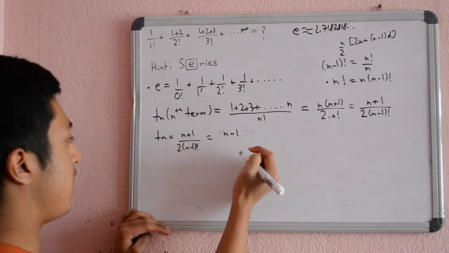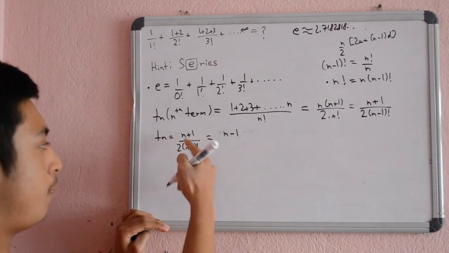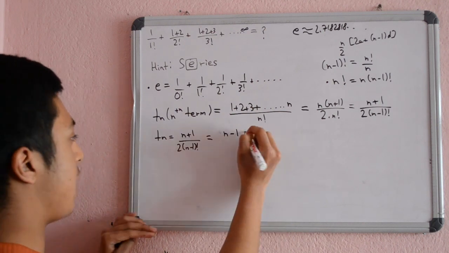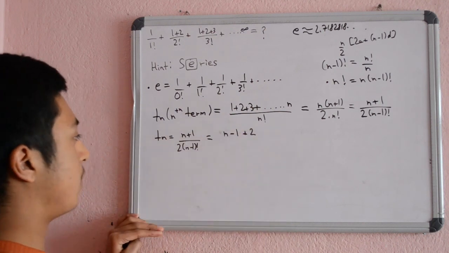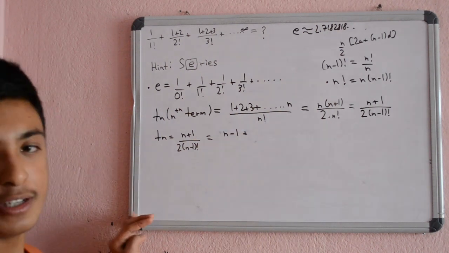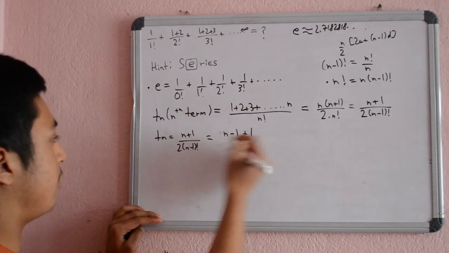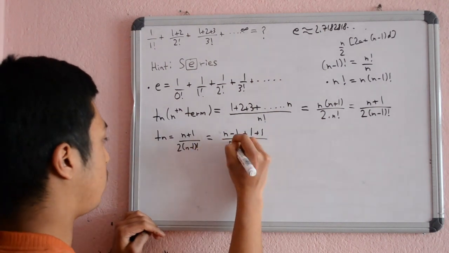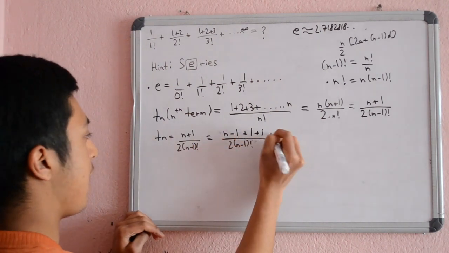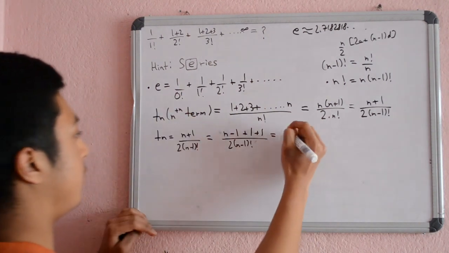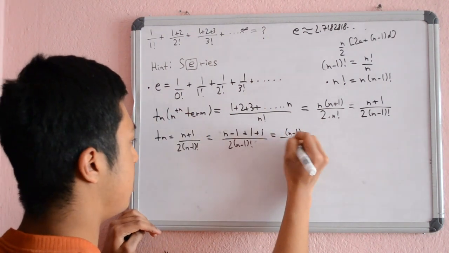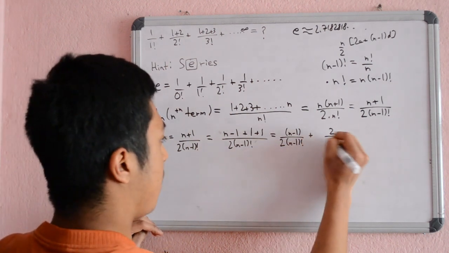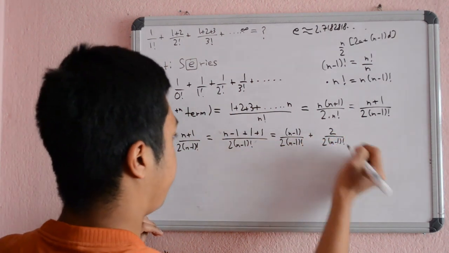Well, we can just do that. It's just n minus 1, and don't forget our plus 1, but to not change anything, we have to add 2. Or simply, if you subtracted 1, add 1, the remaining term is plus 1, so it'll still be (n minus 1 plus 2) by 2 (n minus 1) factorial. And now split the numerator. So you'll have (n minus 1) by 2 (n minus 1) factorial plus 2 by 2 (n minus 1) factorial.